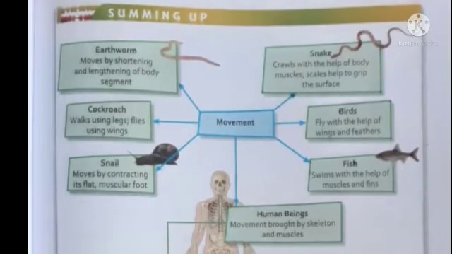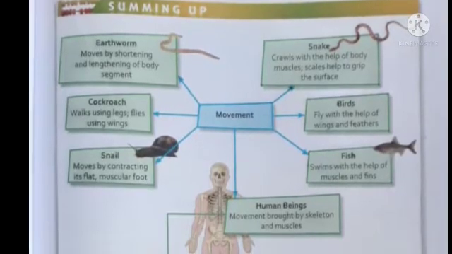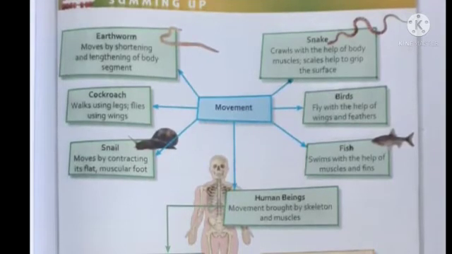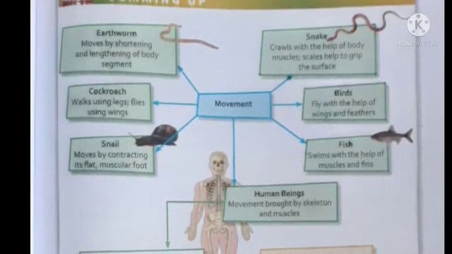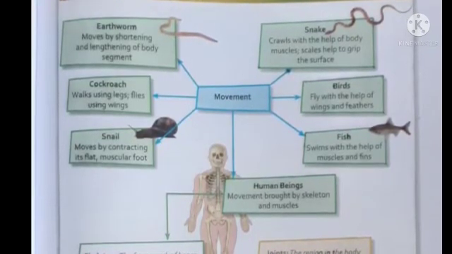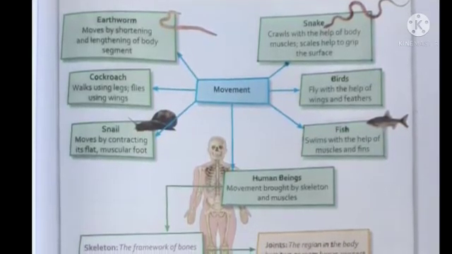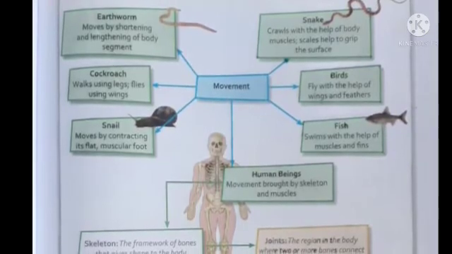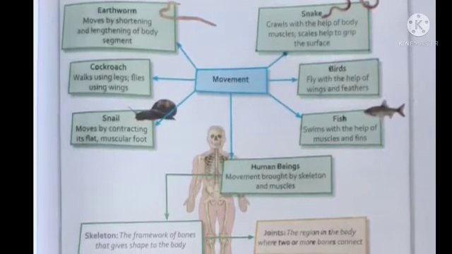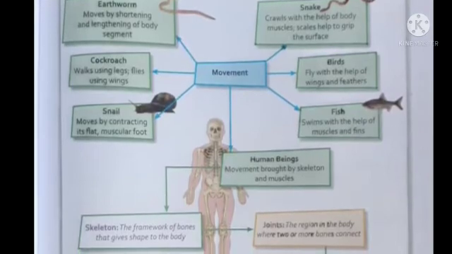Now students, summing up of the chapter. So we will quickly go through this so that we can understand the chapter very easily. Now the first topic which we have learned about is the movement in earthworm. So earthworm moves by shortening and lengthening of its body segments or rings. Now the second one is cockroaches. So cockroaches move by using their legs, while they fly by using their wings. Now snail also moves by contracting its flat muscular foot, which is present at the base of the snail.